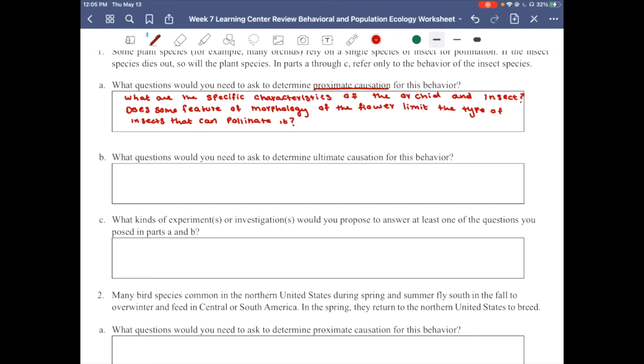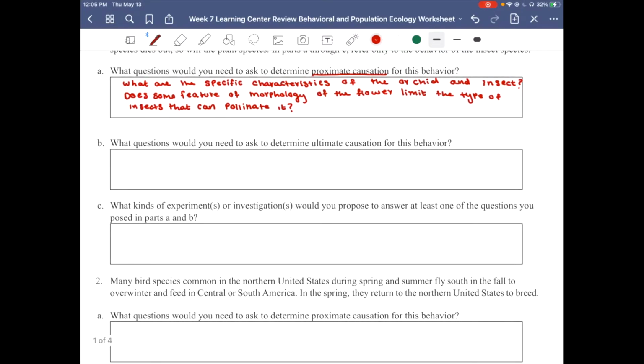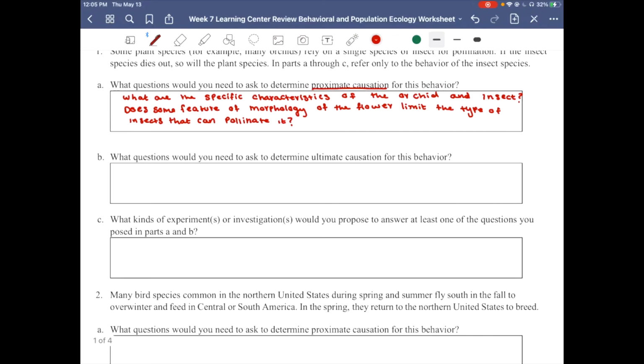All right, so part B, now we're looking at the ultimate cause, and this is more about evolution. So a question we can ask here is, why would this type of symbiotic relationship between orchid and pollinator evolve? So that would be the ultimate cause of why we see this behavior. Or the answer to this question would let us know why this type of behavior exists.